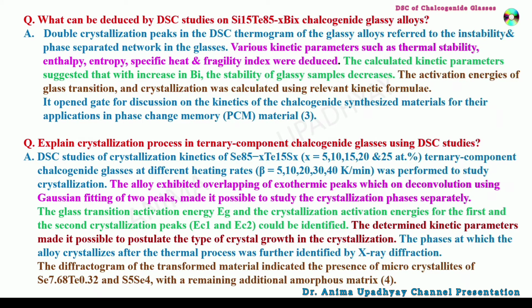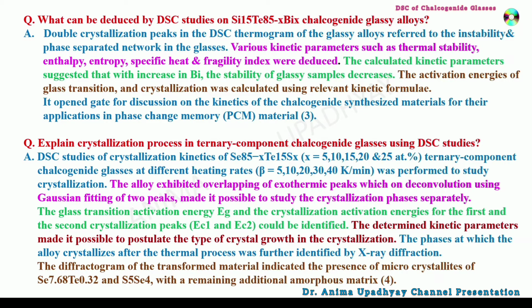What can be deduced by DSC studies on chalcogenide glassy alloys containing bismuth? Double crystallization peaks in the DSC thermogram of the glassy alloys containing bismuth referred to the instability and phase separated network in the glasses. Various kinetic parameters such as thermal stability, enthalpy, entropy, specific heat and fragility index were deduced.